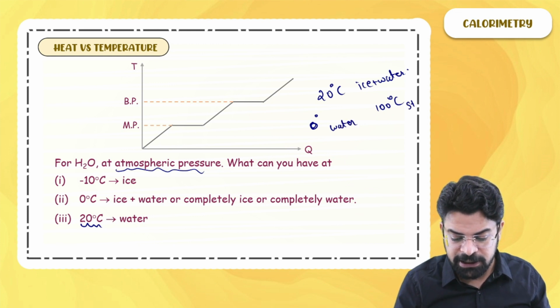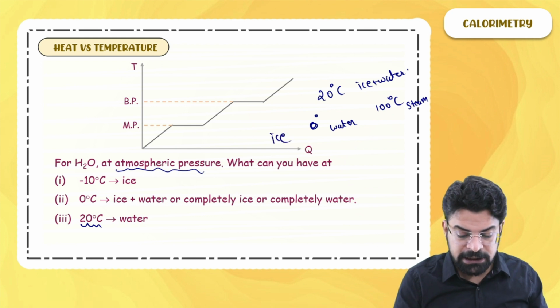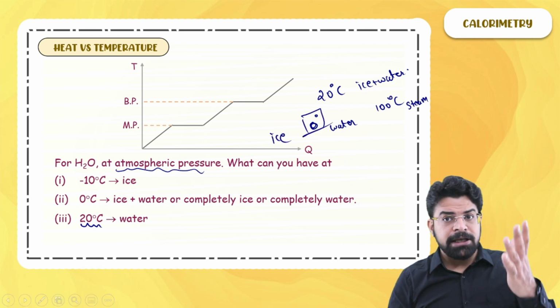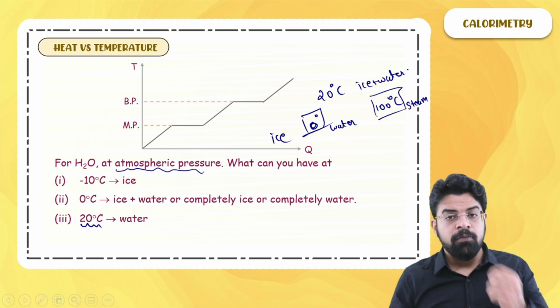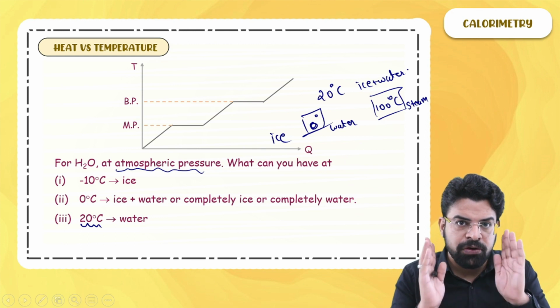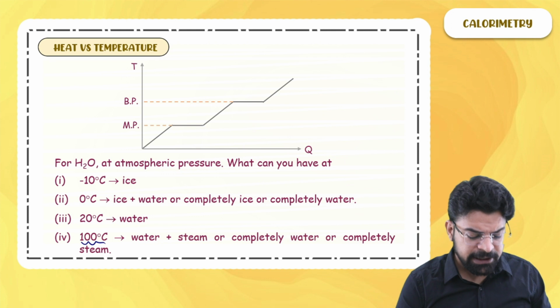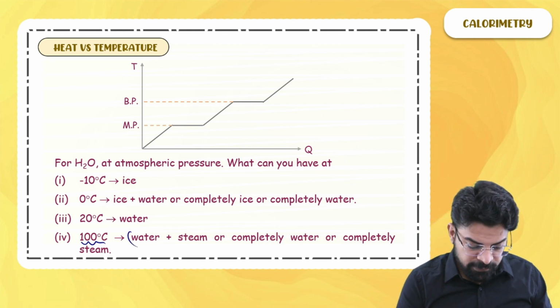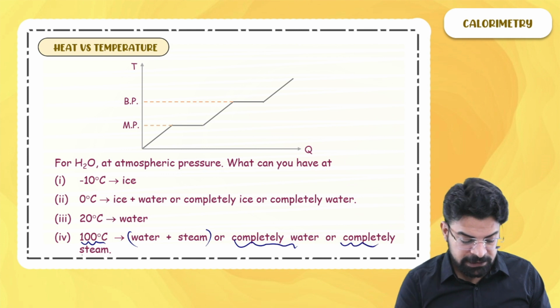Above 100, it has to be completely steam. Below 0, it has to be completely ice. At 0, you can have ice or water or an ice-water mixture. At 100, you can have water or steam or a water-steam mixture. This simple thing you have to keep in mind. So, next, at 100 degrees centigrade, what can you have? You can have water plus steam, or completely water, or completely steam.